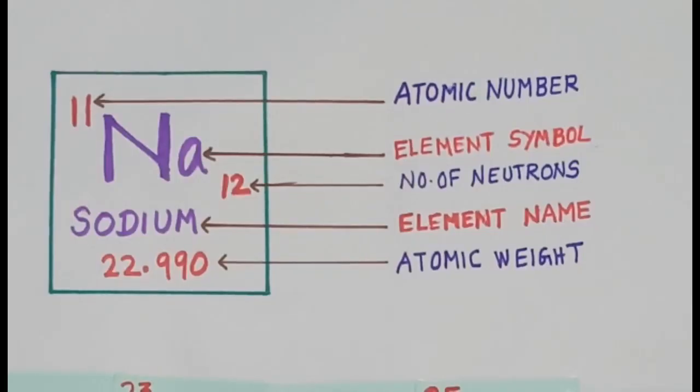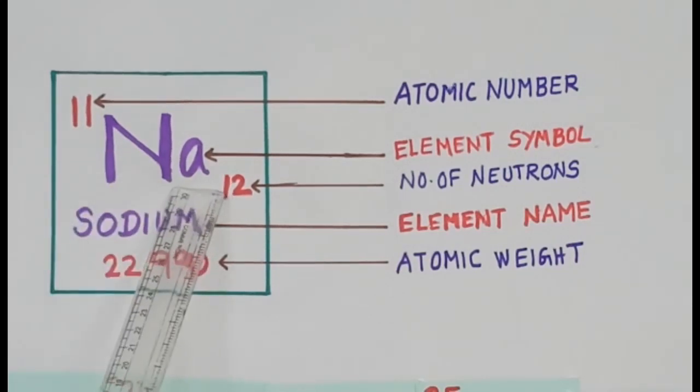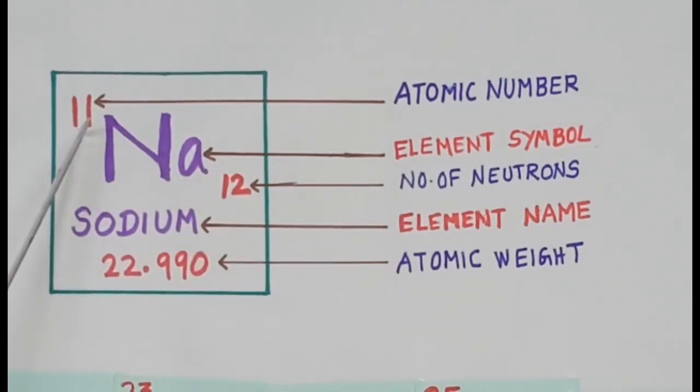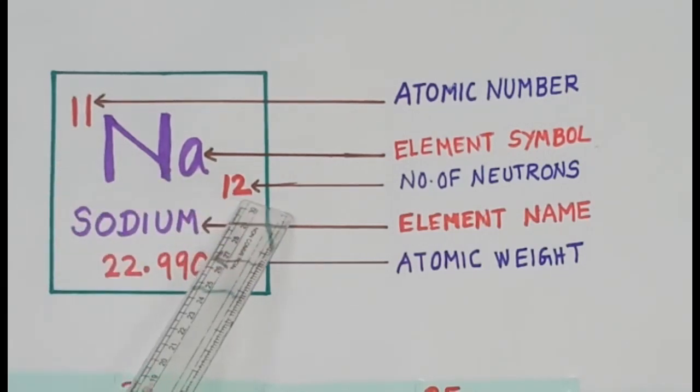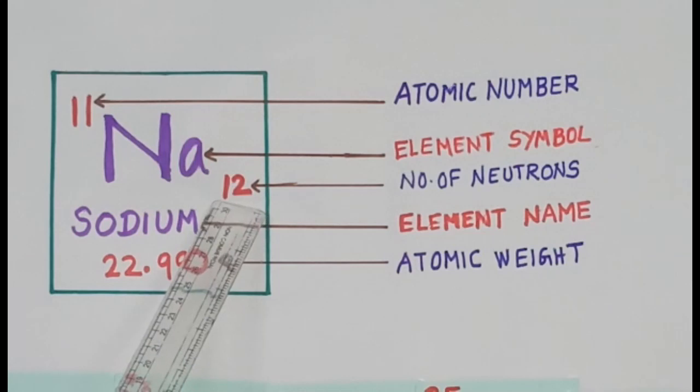Now let me tell you how to read the element. If we take sodium, Na is the symbol of sodium. On top of it, I have written the atomic number, that is 11. It denotes the number of protons. One thing we must remember, the number of protons is equal to the number of electrons. At the bottom of the symbol, I have written the number of neutrons. For sodium, the number of neutrons is 12.